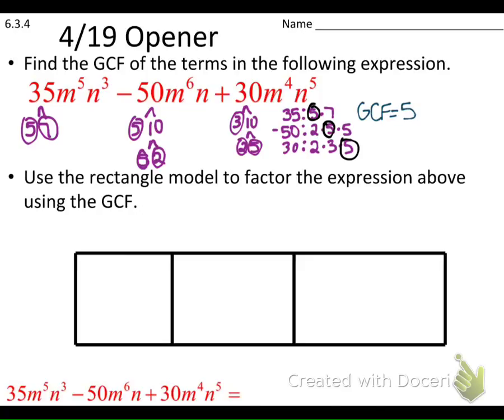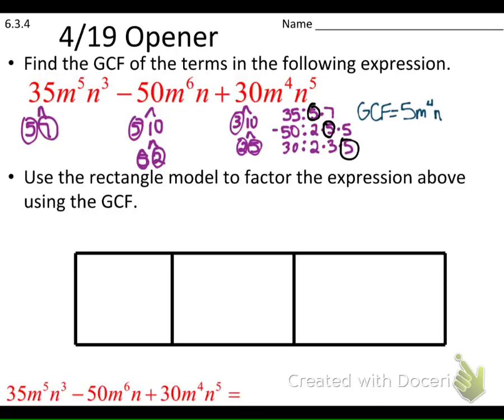However, you can't forget these variables that are attached to those areas, okay? So let's look at our m's first. What is the smallest exponent that we have on the m's? 4, right? So my greatest common factor is going to be m to the 4th. And then let's look at the n's. What is the smallest number of n's that they all have in common? Very good. They all have at least one n in common.